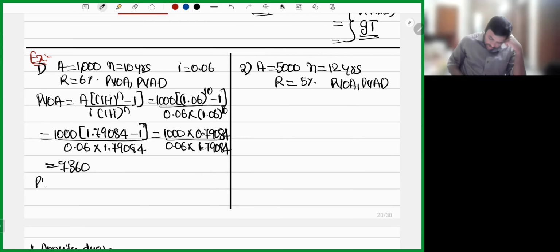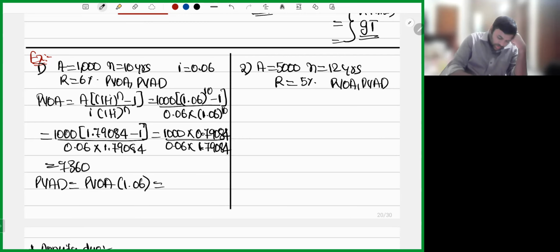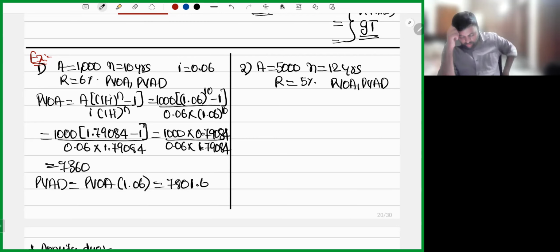Sir, then what about present value of annuity due? Simple. Present value of ordinary annuity into 1.06, or you can do plus 6%. So 7360 plus 6%, 7801.6. Or you can do 7360 into 1.06, 7801.6. So I hope the point is clear, my dear friends. It's nothing much difficulty here.